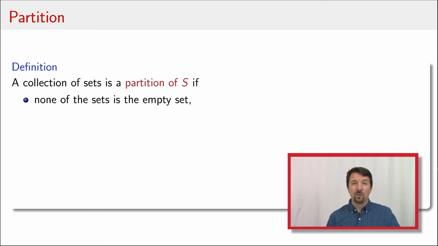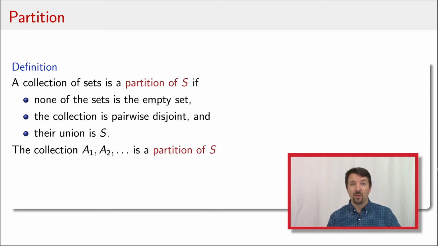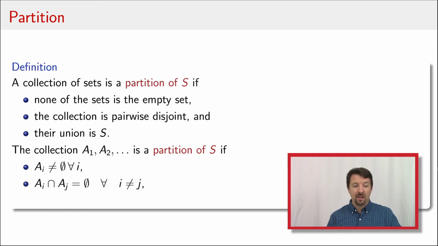If, there's going to be 3 rules here. If none of the sets is the empty set, if the collection of sets is pairwise disjoint, and thirdly, if their union is S. Written mathematically, we can take a collection of sets, say A1, A2, and so forth. It's a partition of S if for every i, Ai is not equal to the empty set. For every pair where i is not equal to j, the intersection of Ai and Aj is the empty set. And finally, if the union of A1, A2, A3, and so forth is the entire set S.